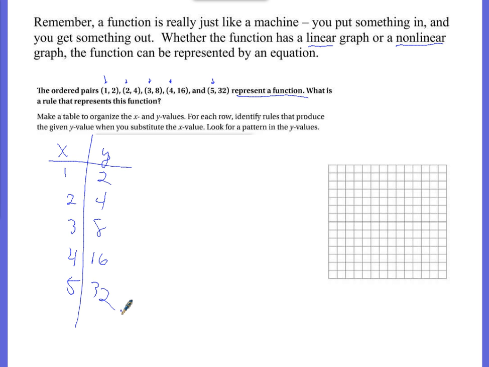So let's just come up with some ideas. It says, for each row, identify rules that produce the given y value when you substitute in the x value. Look for a pattern in the y values. Let's just come up with some thoughts here. What is going on? Squared? Okay. So let's write an equation. Y equals x squared. That's an option. Do we have any other options? You were thinking y equals x squared as well. Okay. Do we have any other thoughts?